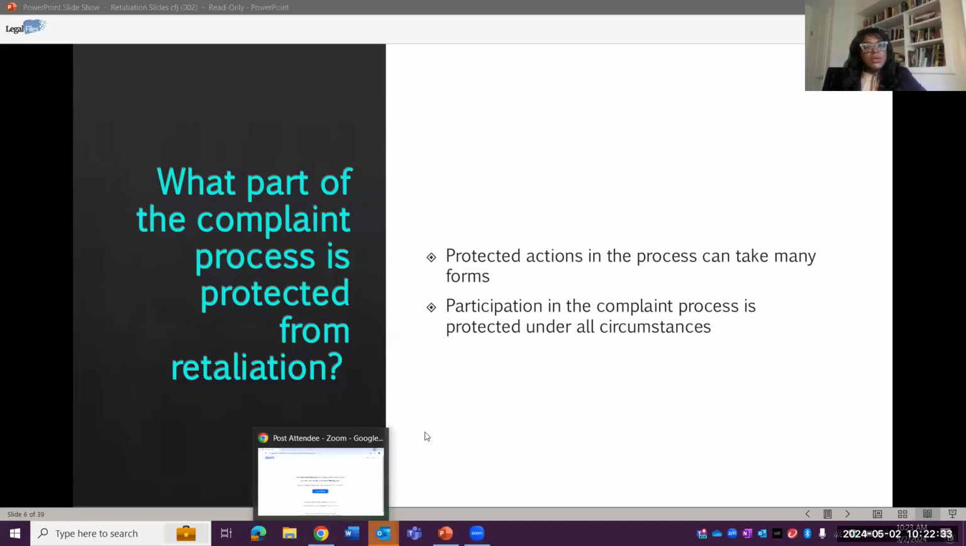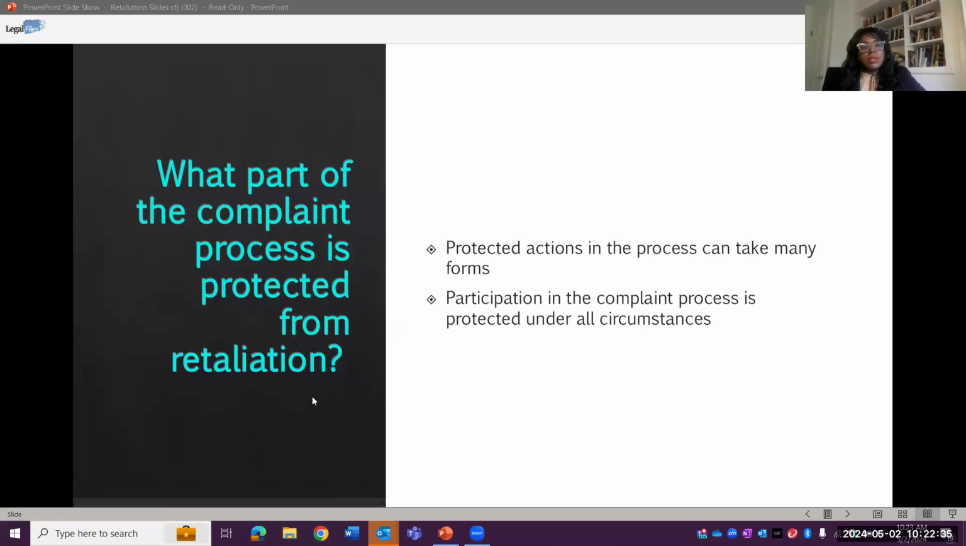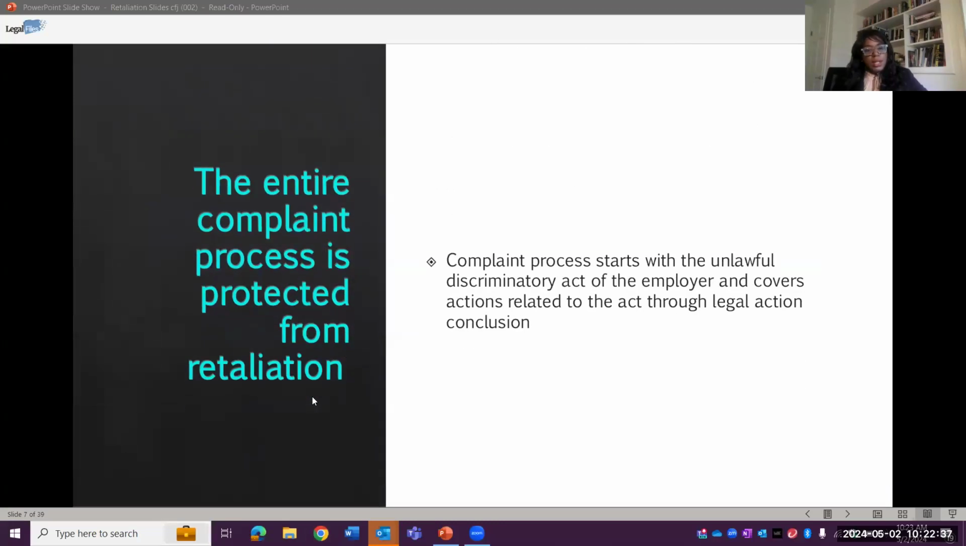Okay. So the entire complaint process is protected from retaliation. The complaint process begins with the unlawful discriminatory act of the employer and covers all actions taken through the conclusion of the complaint.